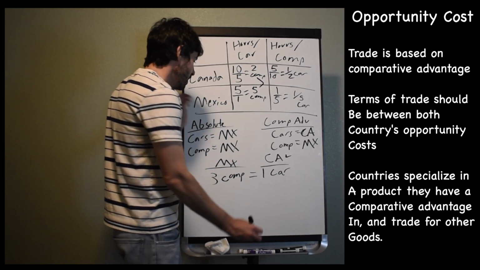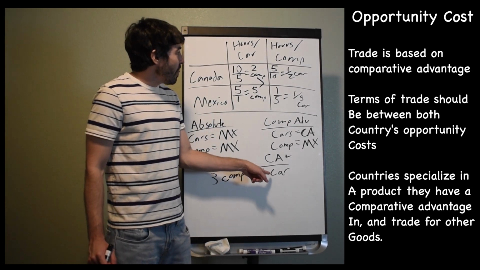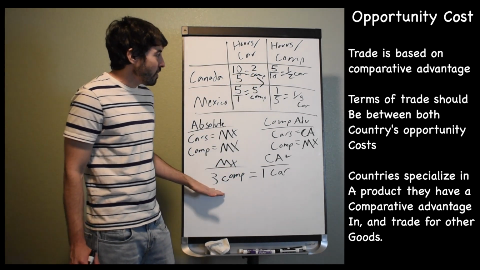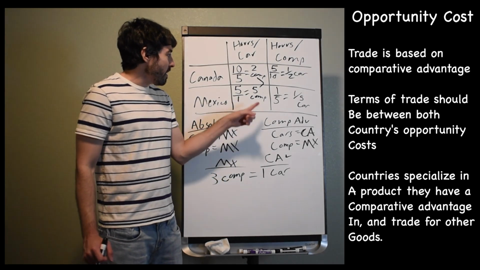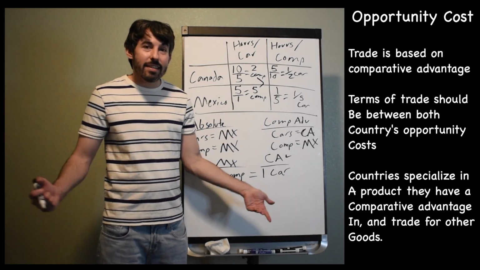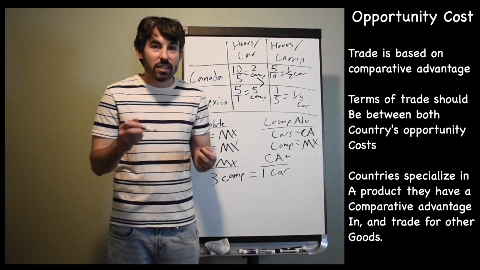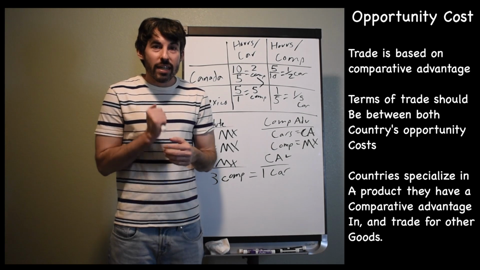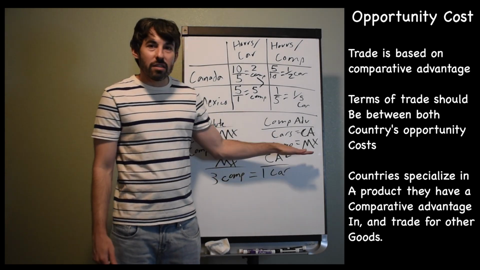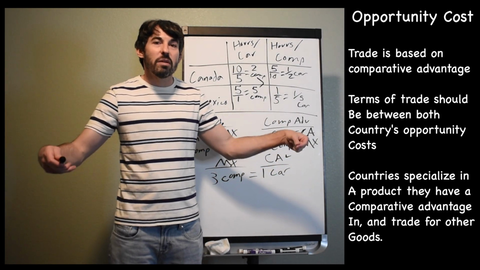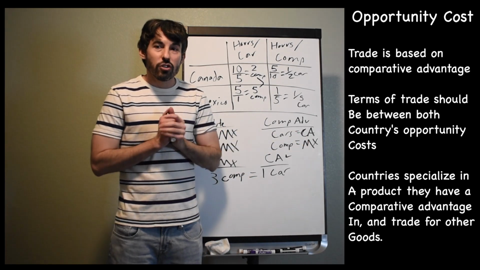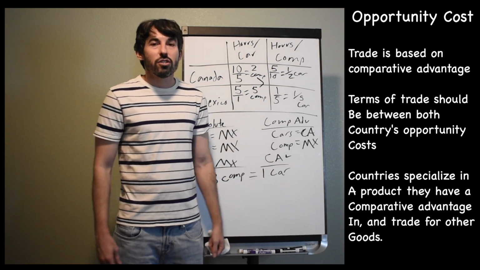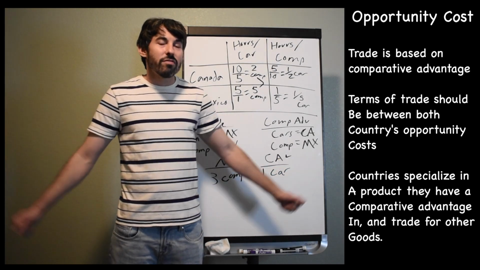Let's do 3. Canada's still happy because when they let go of 1 car, domestically they get back 2 computers. 3 is greater than that. When Mexico wants 1 car, they have to give up 5 computers. 3 is less than that. The deal now works for both countries. Everybody's happy. Hooray! So again, trade, not based on absolute advantage, it's based on comparative advantage, which in turn is based on opportunity cost. The countries with the lowest opportunity cost will specialize in that good and then trade with the other countries for all the other stuff they need.